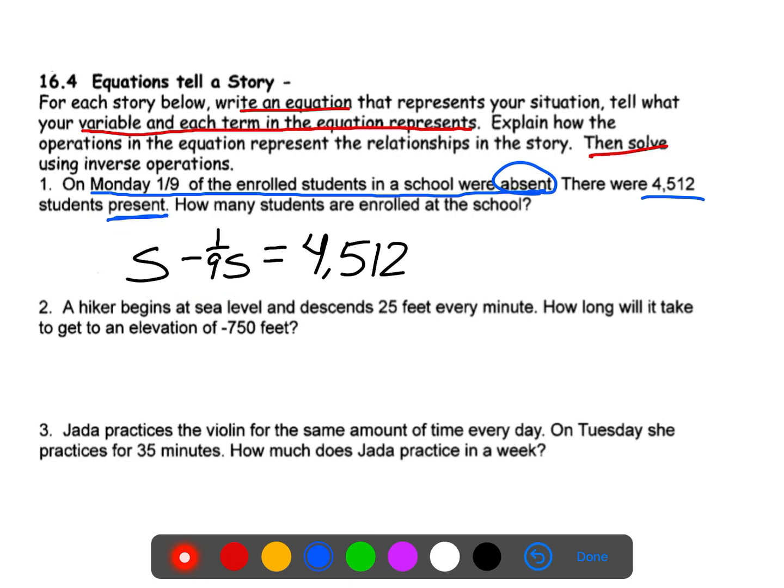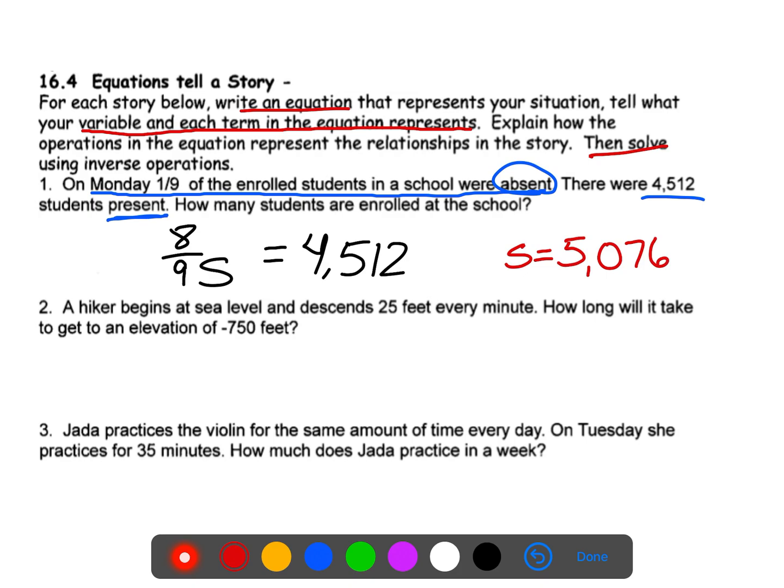So what I think is a better way to write this is 8/9 of the student population is equal to what was there that day. Now, if we have to solve it, we would use the inverse operation. So instead of multiplying here, we're going to divide both sides by 8/9. I'm going to divide 4,512 by 8/9, and that'll tell me that the actual student population, make sure it's more than what was there that day, is 5,076 students. Okay?